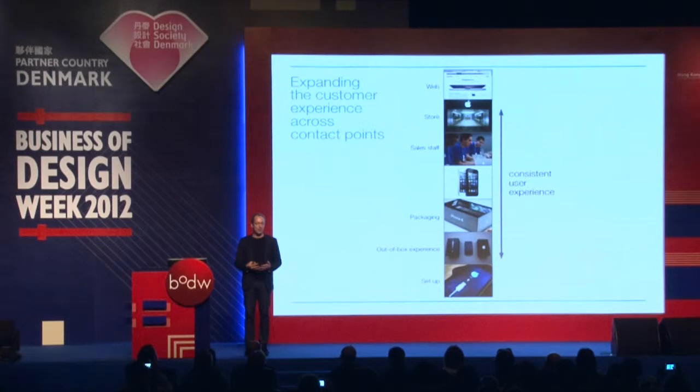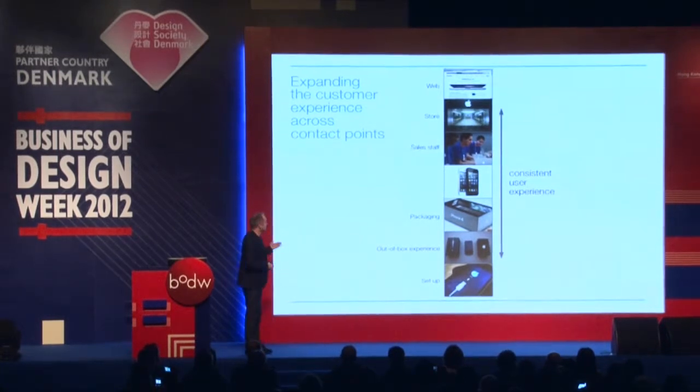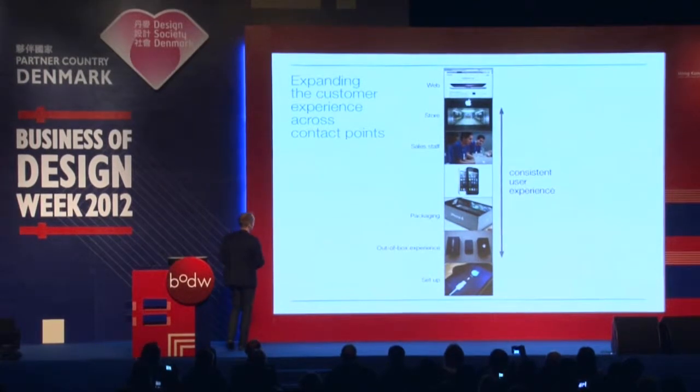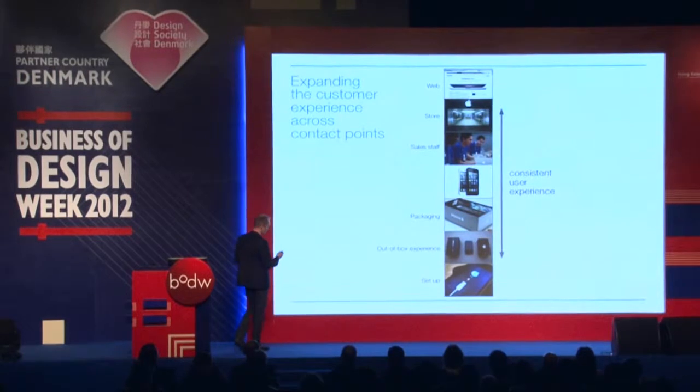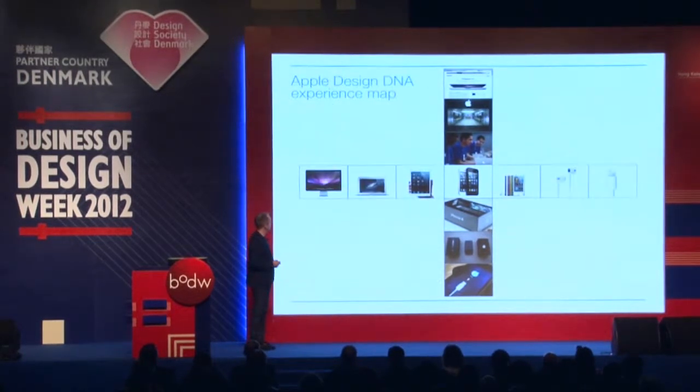So if you go to the web page, it has the same Apple-ness. If you go to the store, or talk to the salespeople, or look at the product in the store, or see the packaging, it's really well designed. The out-of-box experience, and of course the setup, is even kind of the Apple experience. So there's a vertical integration of experience. You can almost say that their map would look something like this, where you have consistency in two directions. This is something we use as inspiration.